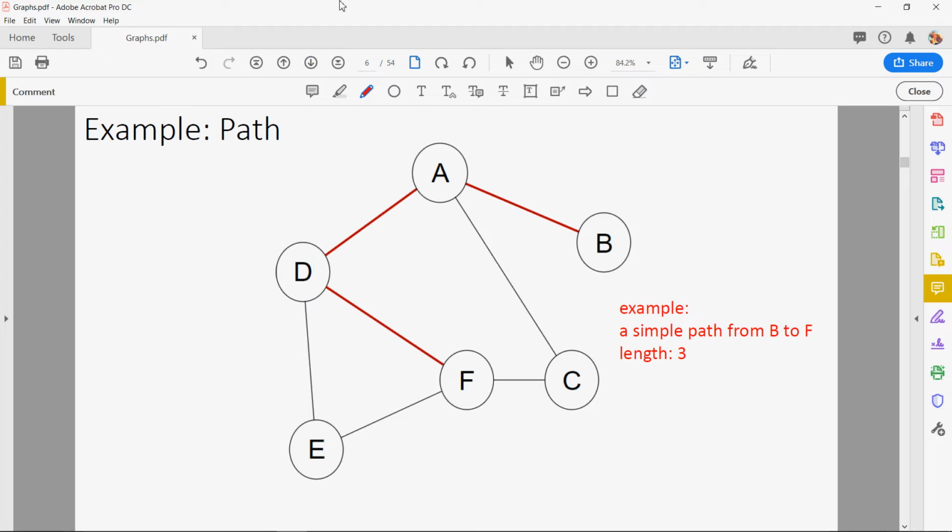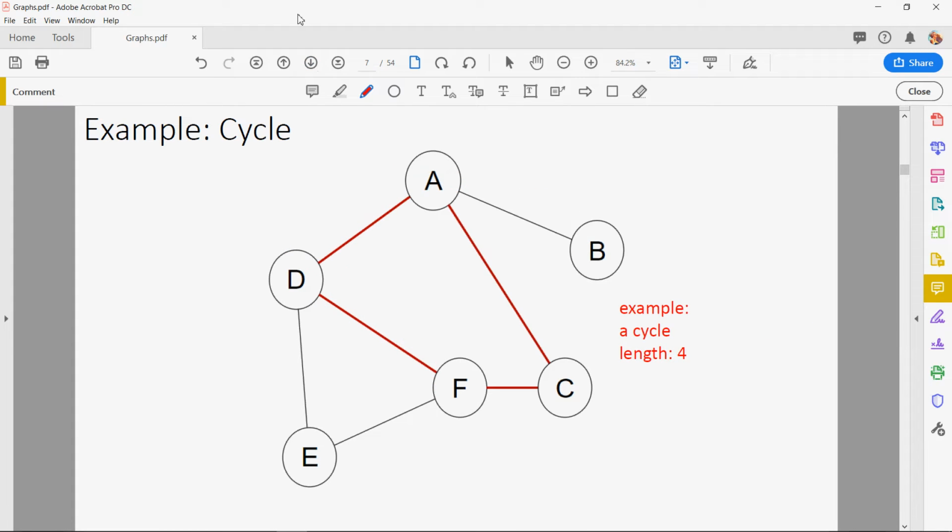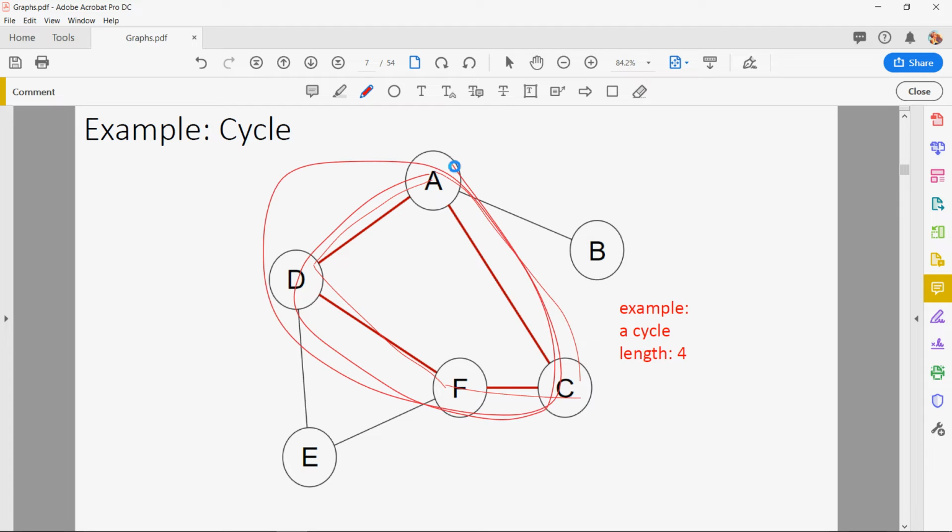So here's an example of a path. This would be a simple path from B to F. We could travel from B to A to D, and D to F. So that would be a simple path from B to F, and the length of that path would be 3 because we travel across 3 edges. Here's an example of a cycle, and this is a simple cycle. It's a cycle of length 4 going from A back to itself. So we can go from A to D, D to F, F to C, and C back to A. That's an example of a cycle. Again, it's essentially a path where we start and end at the same vertex.